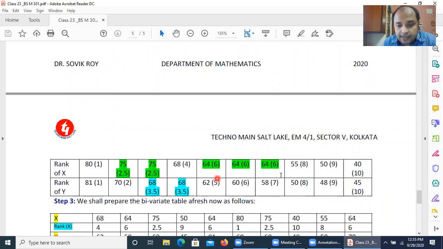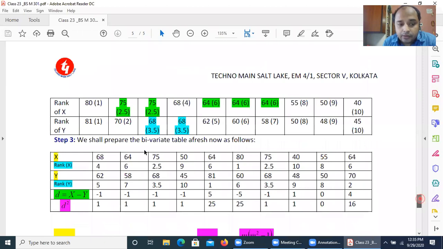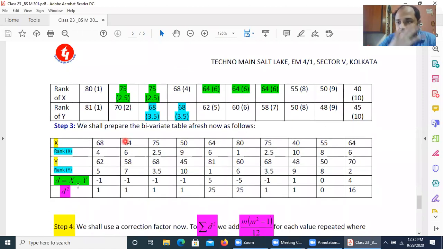Once you prepare this chart, in step number 3, you prepare the entire chart, just like we do for the calculation of Spearman's rank correlation. So I have tabulated once again from the beginning the values of X, which are 68, 64, etc., and the values of Y, which are 62, 58, and so on. Below X, we are writing the ranks of the X, and by taking the help from the chart obtained in step 2, we are trying to find out the rank of the mark, and we are putting it over here.